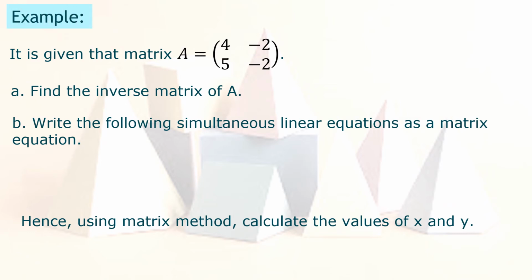Now let us have another example. It is given that matrix A equals 4, negative 2, 5, negative 2. A, find the inverse matrix of A, and then B, write the following simultaneous linear equations as a matrix equation. So we have the simultaneous linear equations 4x minus 2y equals 3 and 5x minus 2y equals 7. Hence, using matrix method, calculate the values of x and y.